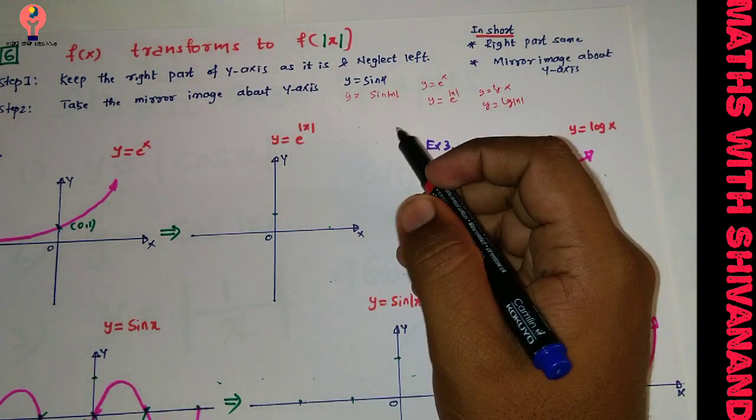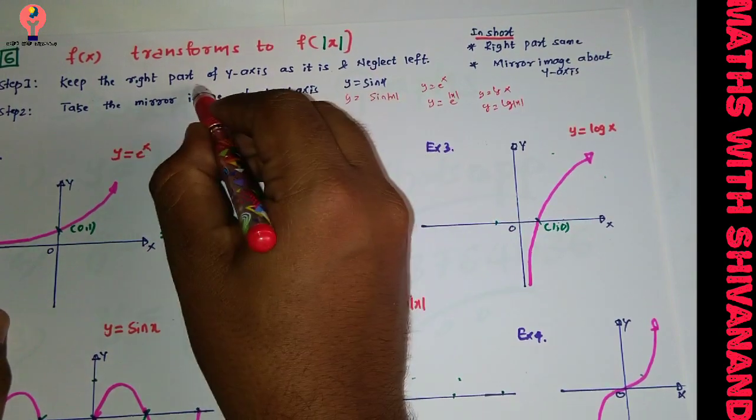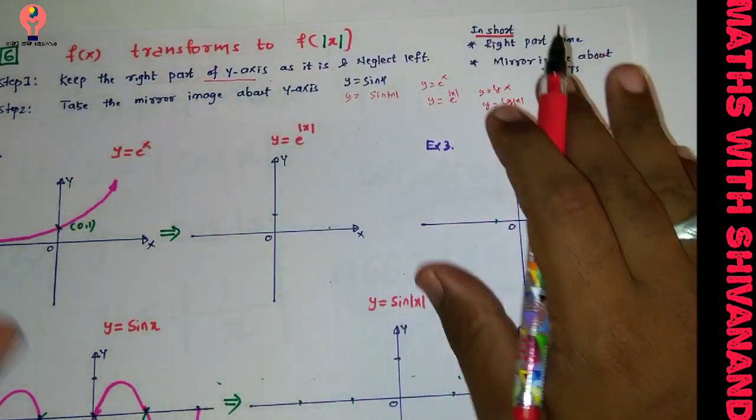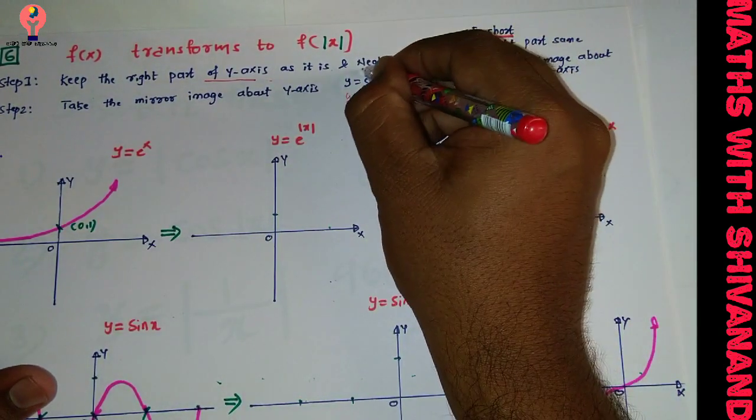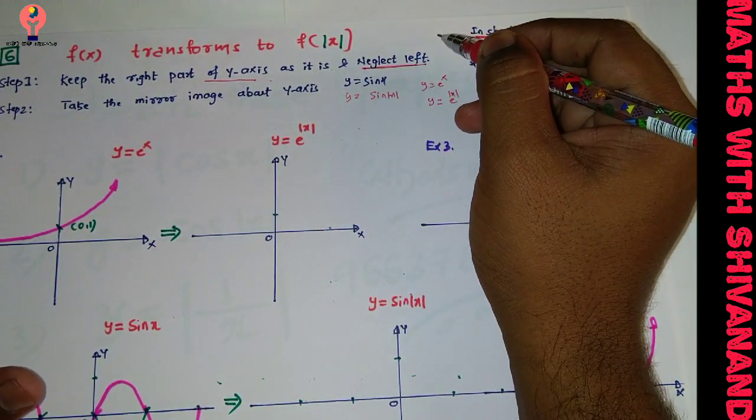Listen, what is the rule here? Keep the right part of the y-axis as it is. Exactly, it remains the same. And neglect the left part here. Why should we neglect the left part?